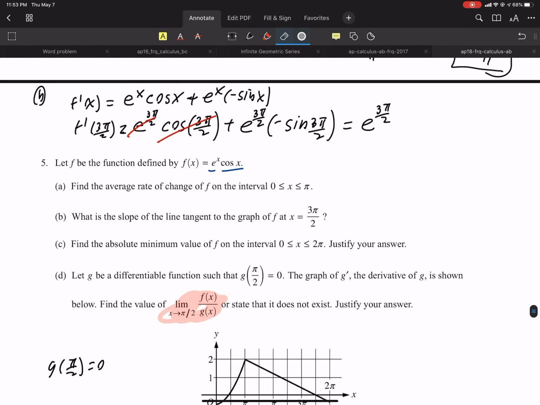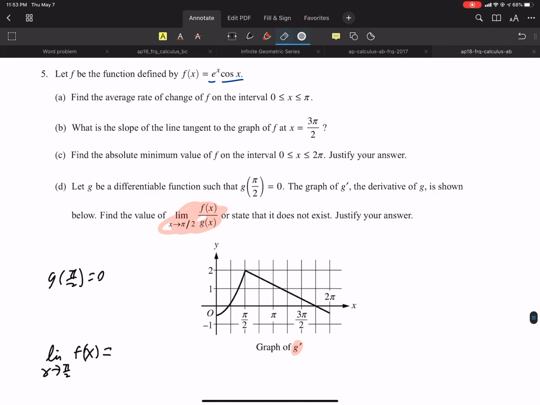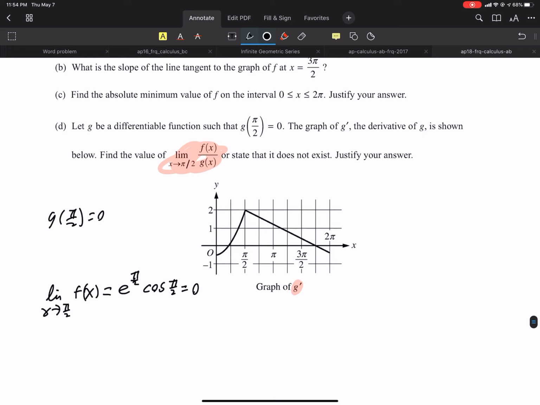F of x. So if you look here, e to the x is a continuous function. Cosine x is a continuous function. Therefore, that product's continuous. Therefore, to find the limit, it's the same as the value at the point. So that's going to be e to the pi over 2 cosine pi over 2. But that's just 0 because cosine pi over 2 is 0. So that's 0. We want to take the limit of the bottom, the limit as x approaches pi over 2 of g of x, and we know that's 0.